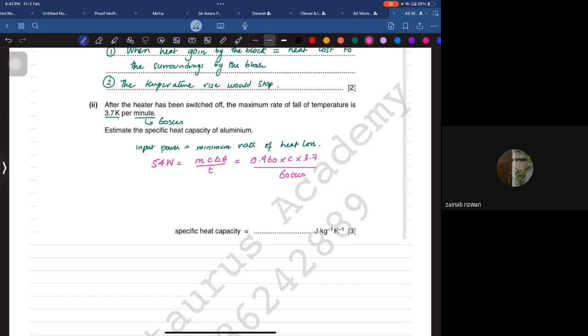Okay. Now, C will be equal to 912 joules per kg per Kelvin. And that should be your answer. You can write 912, or according to our values, because they're two significant figures, you can also come to 910. That's fine as well.